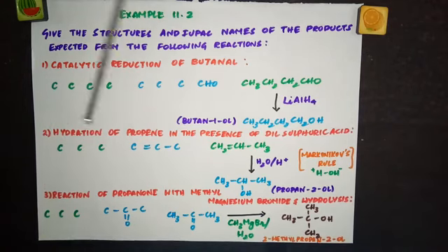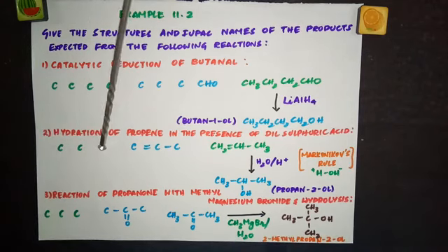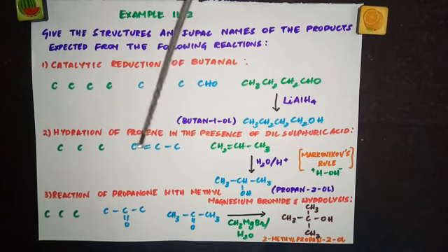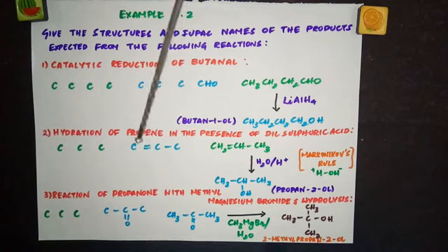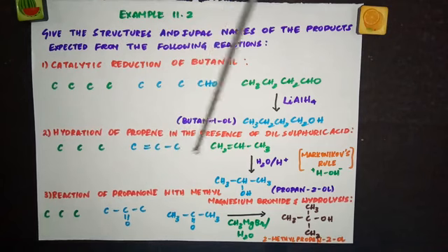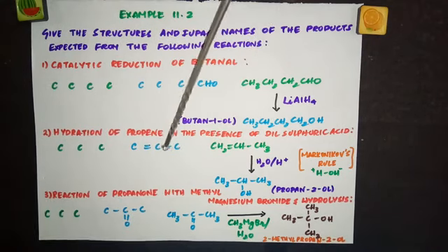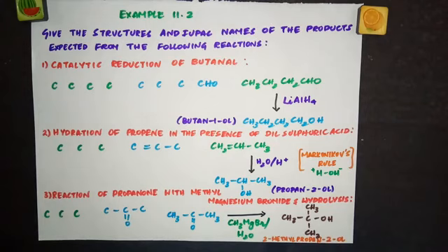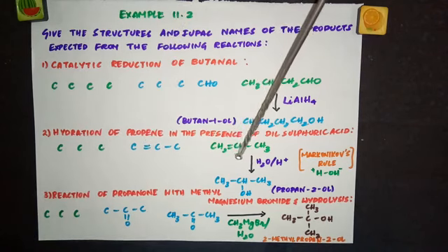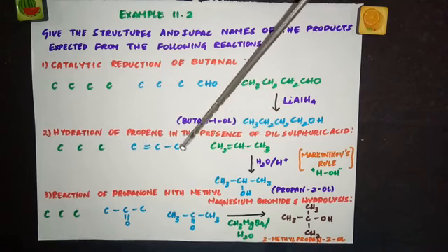The next one, hydration of propene in the presence of dilute sulfuric acid. What is propene? 3 carbon atoms, 1, 2, 3, prop. Ene means a double bond. So between any 2 carbon atoms, put a double bond. C, double bond C, single bond C. Now write the hydrogens. I have told you, usually at the ends it will be CH3, and the carbons in the middle it will be H2. If there is a double bond, reduce the hydrogen. So CH2, double bond CH, single bond CH3.